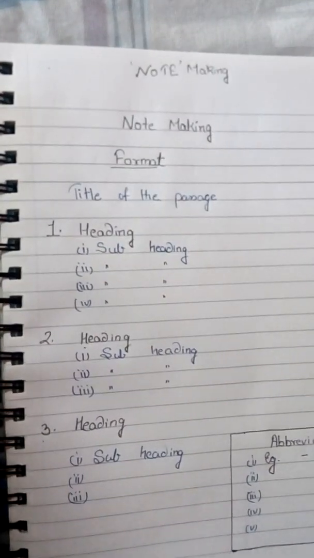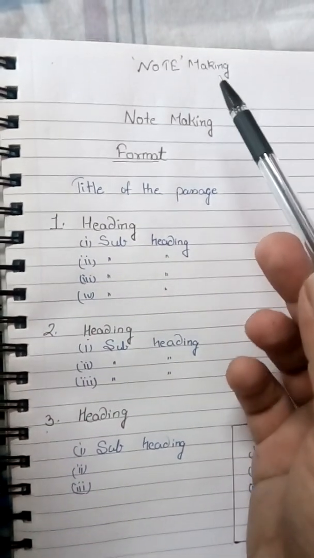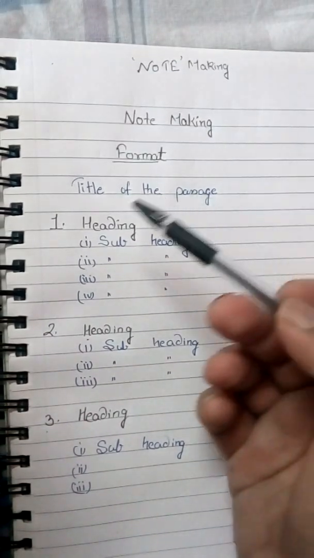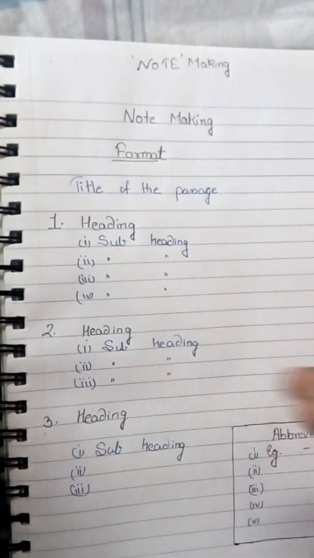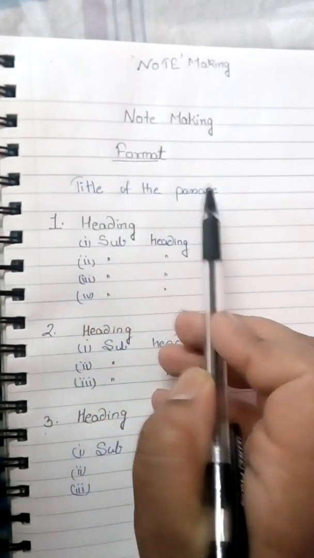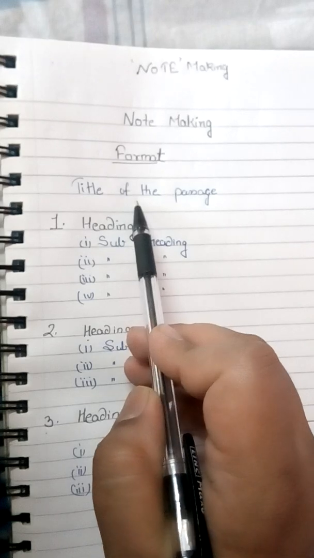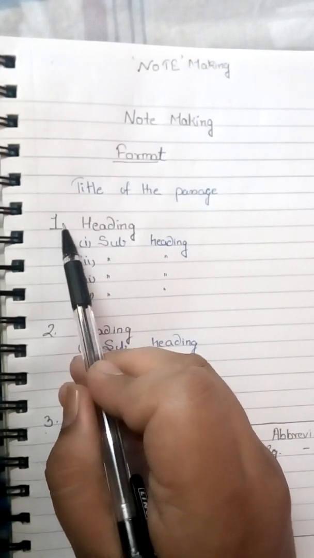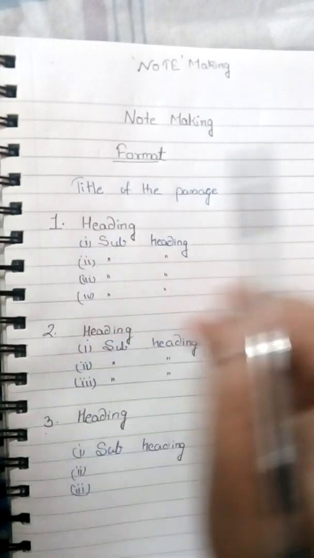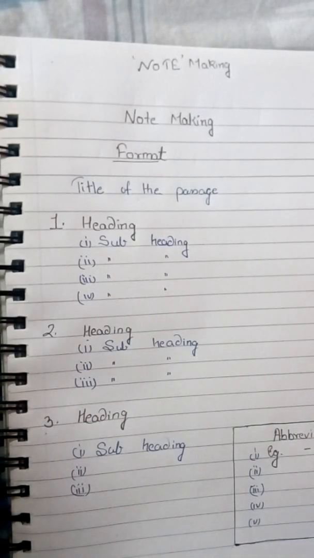So I am coming to the format of note making. So here comes the format of note making. First of all, you will go through the passage. If the passage consists of 3 or 4 paragraphs, first of all you will leave a line for the title of the passage. Then you will write point number 1, the heading. Most probably you will choose the heading from the passage itself, from the first paragraph.